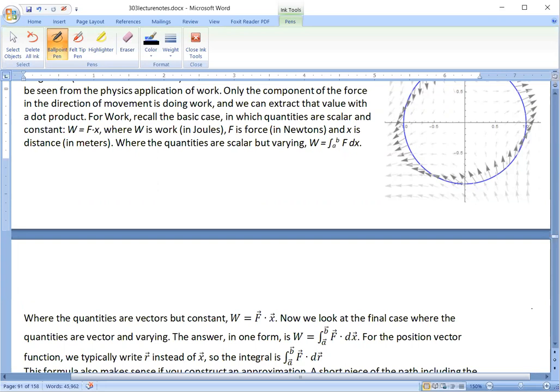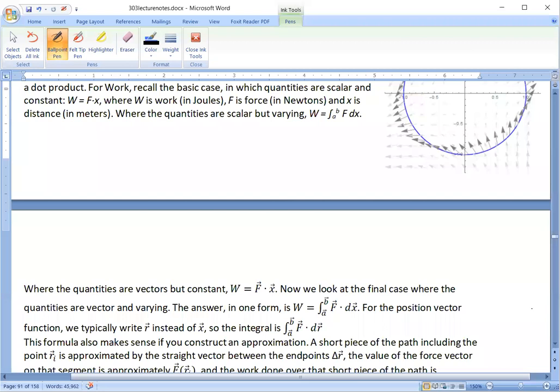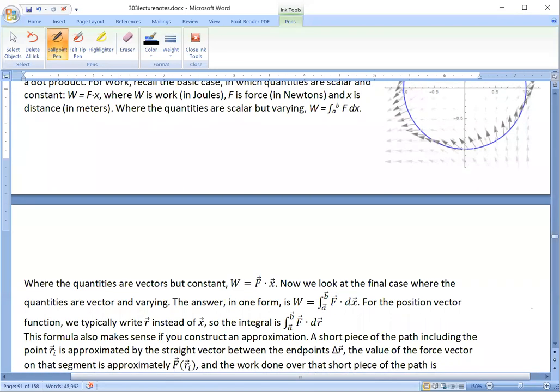One way to see it is to look at the formulas for work and smush them together. Another way to think of it is the standard way that we construct an integral, which is to think of the approximation. A short piece of path, including the point Ri, is approximated by saying we've got a first point, say R3, and then a second point, say R4. How do you make that into a vector? You take R4 minus R3. That's a little piece, and that's a delta R. And then the value of the force, or the value of the vector on that segment, is approximately F of your point, which was Ri.